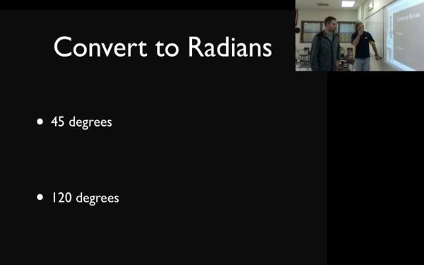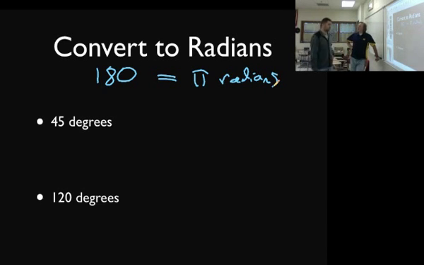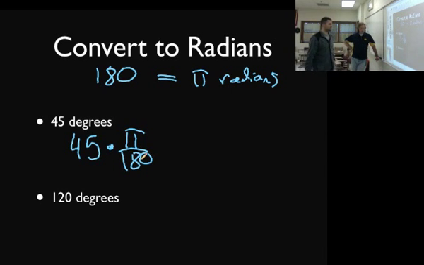Okay, let's say we've got 45 degrees and we want to convert it to radians. Let's write what we just said: 180 degrees equals pi. A lot of times I just put pi. Wonderful. So how do we convert 45 degrees to radians? I'm going to take 45 and multiply it by pi over 180. Is that right? I believe so.